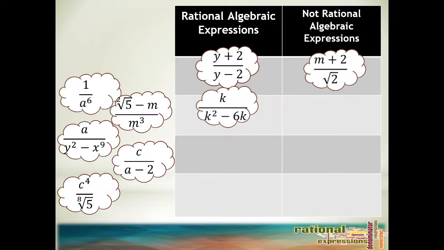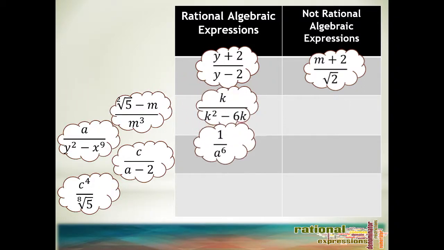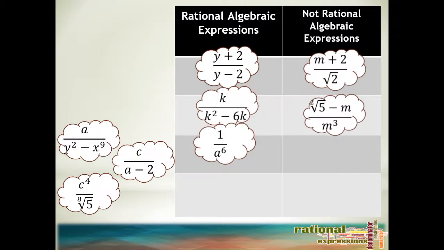1 over a raised to the power of 6 is also a rational algebraic expression. Next, square root of 5 minus m over m cubed is not a rational algebraic expression. What could be the reason why this expression is not a rational algebraic expression? Correct. It is because of the square root of 5.